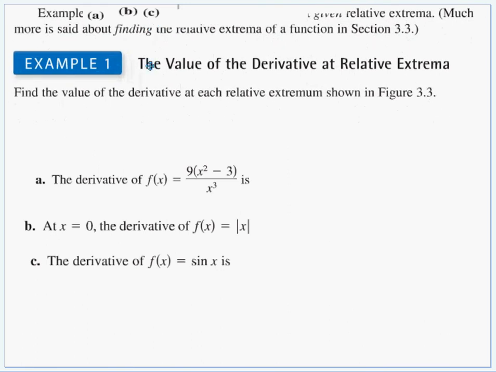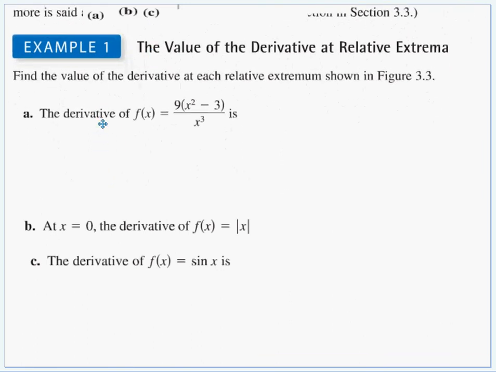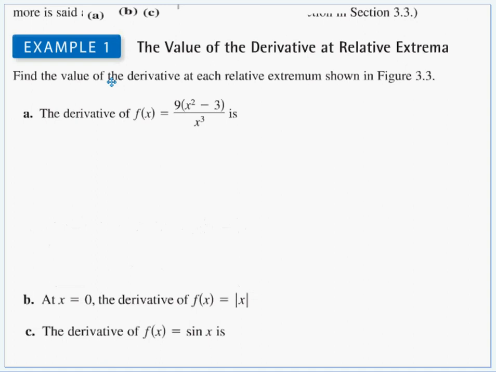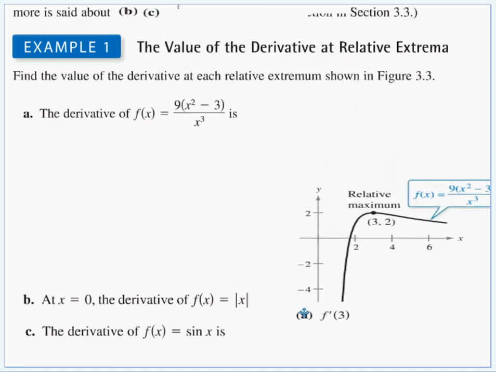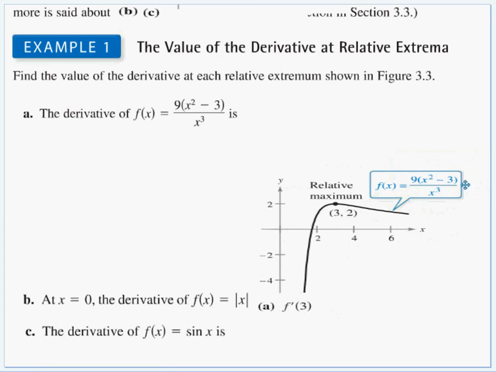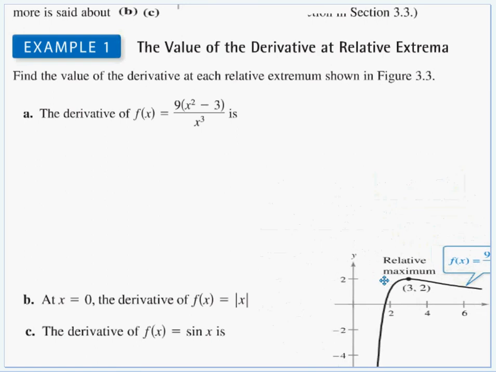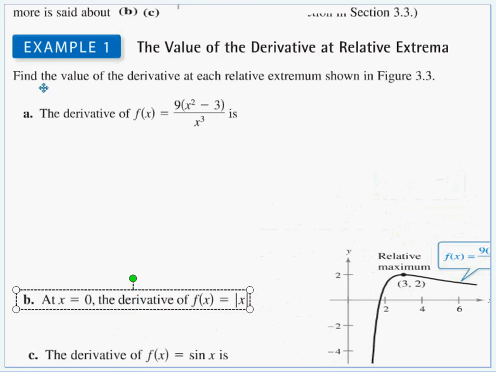So here, find the value of the derivative at the extrema point shown. So here in graph A, we've got our function. I'm not going to read through it. You can see it right there. And they give us the point of a max. And they want us to find the value of the derivative at that point.